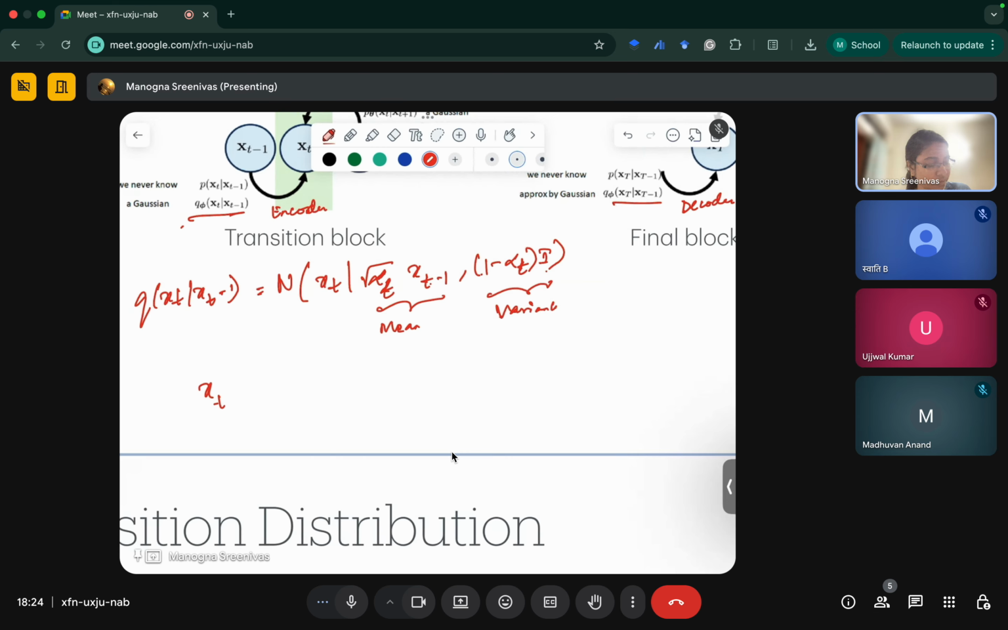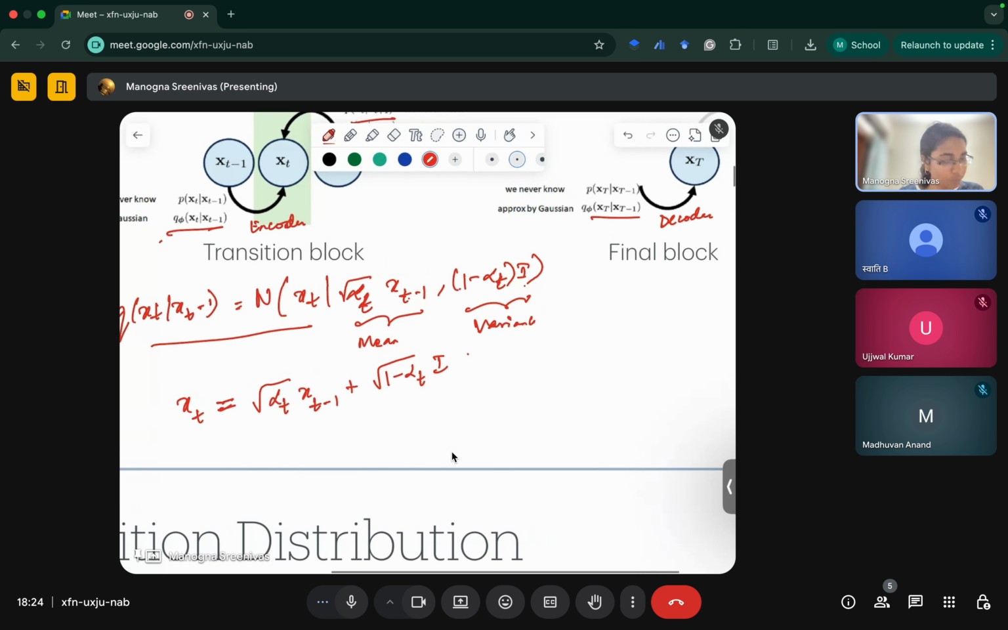So this is the mean and this is the variance. So xt would be of what form? It would be like root of alpha t xt minus 1. If this is the distribution, this is how the sampling would be: this is the mean plus square root of 1 minus alpha t into I, this is the variance, into epsilon. So epsilon will be sampled from standard Gaussian. So this is how the latent variables are related.